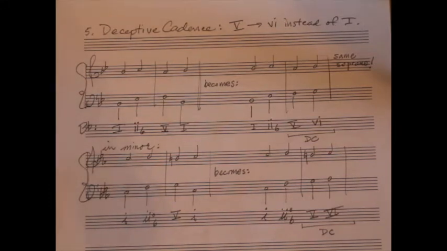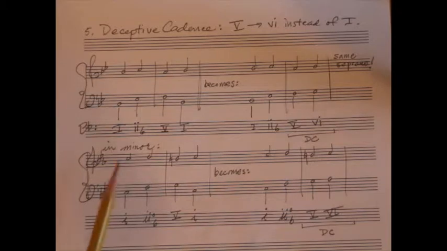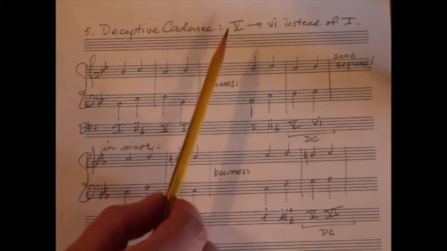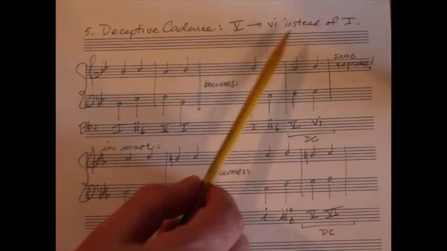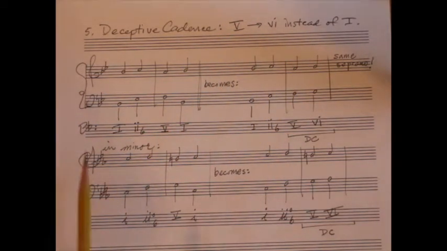Our next cadence doesn't fit into either authentic cadence or half cadence, and you'll see why in a second. This is called the deceptive cadence, and it's a cadence that starts out sounding like it's going to be an authentic cadence, but the 5 chord ends up moving to a 6 instead of to 1. So here are a couple examples.